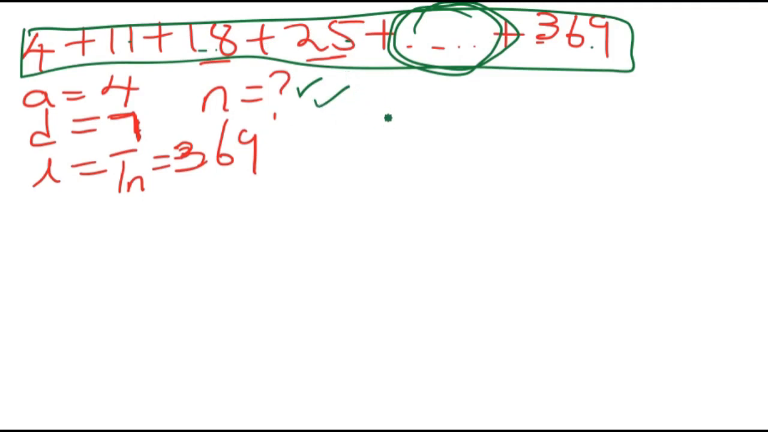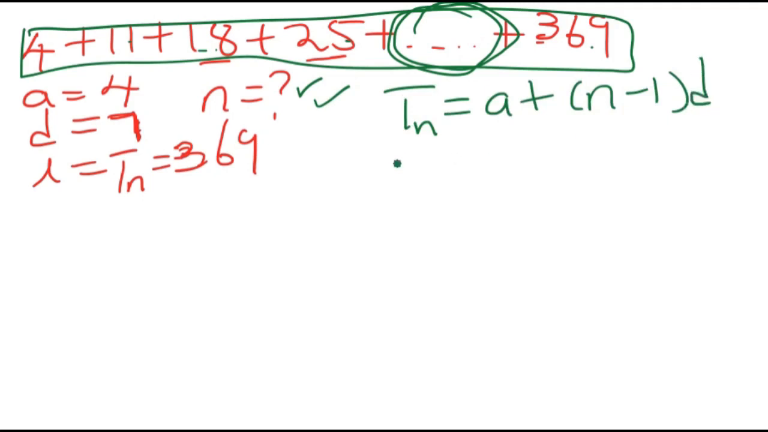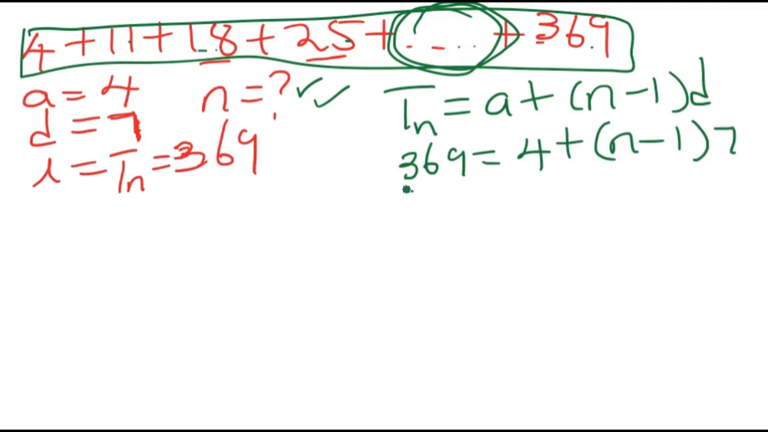Let's find n. Okay, so we will say Tn is equal to a plus open bracket n minus 1, all this multiplied by d. All right, what is our Tn? Our Tn is 369. What is our A? Our A is 4 plus open bracket n, the one we are looking for, minus 1 close bracket, multiplied by the common difference, which is 7. Right, so now we remove the brackets. That is 369, which is equal to 4 plus 7n minus 7.